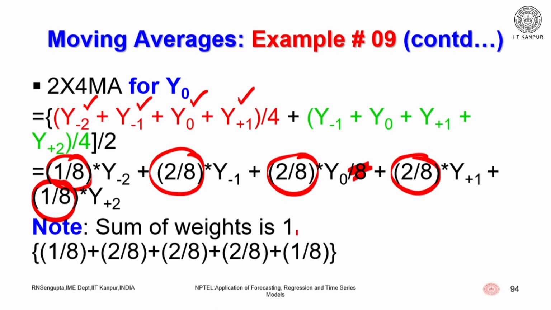So, you are giving the maximum weightages to y suffix minus 1, y suffix naught and y suffix plus 1, and reduced weightages of 1/8, because they are further away, to y suffix minus 2, which is on the left, and y suffix plus 2, which is on the right.